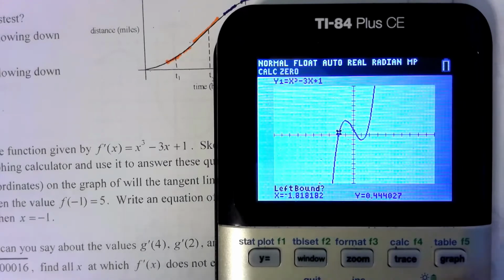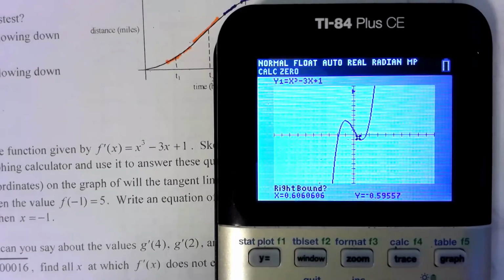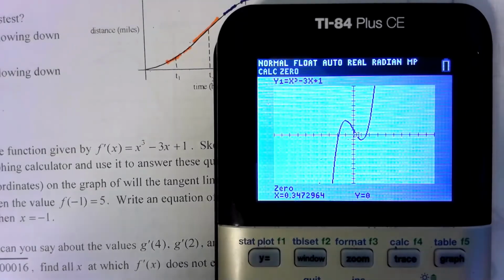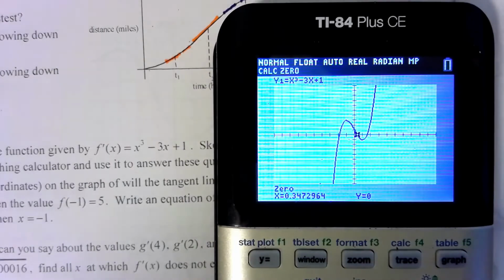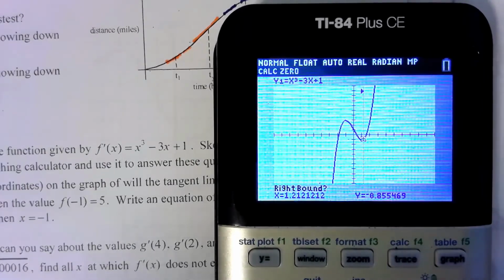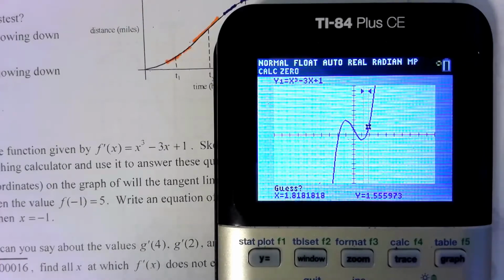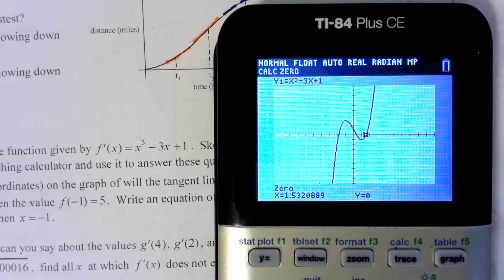I need to do it again for the next 0. Second calc 2. I'm going to toggle over here a little to the left of that 0, go a little to the right of that 0, enter one more time, and clearly that 0 there, we would expect a horizontal tangent line on the graph of f at x equals 0.3473-ish. And one more time, second calc 0, I'm going to go over to the left, enter, to the right, enter, enter one more time, and we're going to have another horizontal tangent line on the graph of f at 1.532. This is the graph of f prime. Don't forget that.